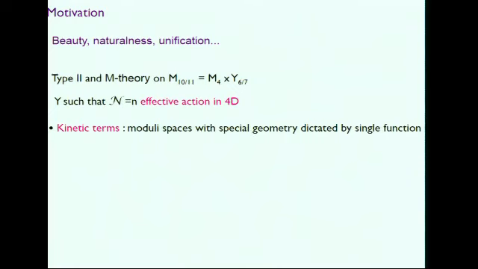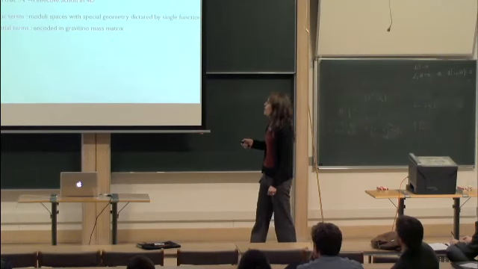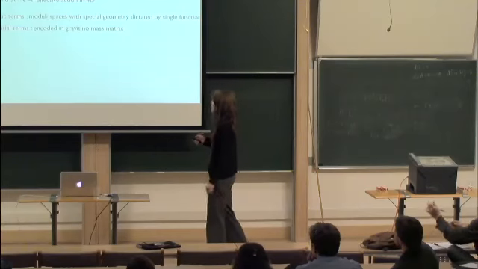So this effective action is determined by kinetic terms and potential terms. The kinetic terms have a geometry of the moduli spaces, and these moduli spaces have a special geometry, and this special geometry is dictated usually by a single function. And the potential terms are encoded in the gravitino mass matrix. For example, for N equals 1, this gravitino mass matrix is just a superpotential. So the potential is dictated by the superpotential.